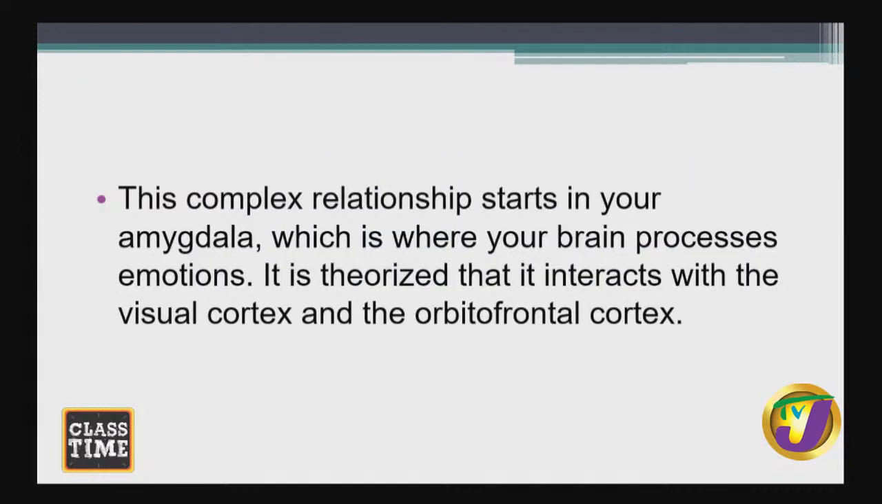So our first example. This complex relationship starts in your amygdala, which is where your brain processes emotions. It is theorized that it interacts with the visual cortex and the orbifrontal cortex. My word. Now look carefully. Is this using metaphors? Is this using hyperbole? What is going on here? Look at the key terms. What device is being employed right here?